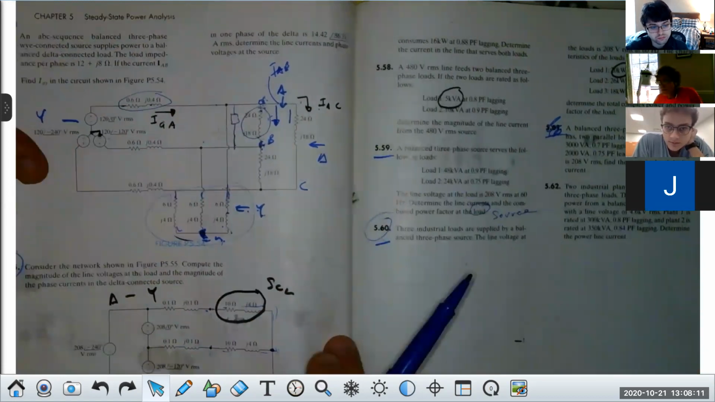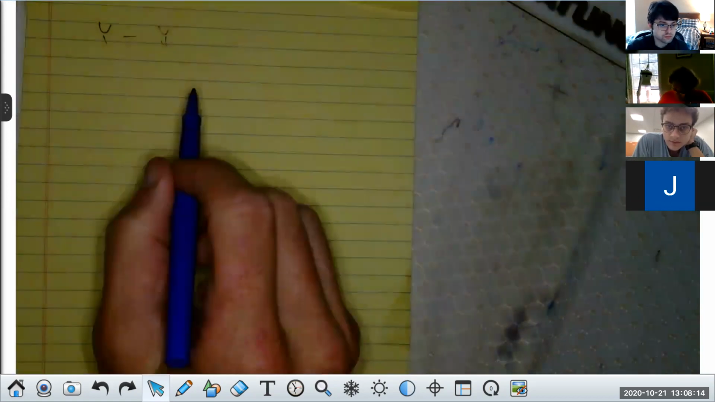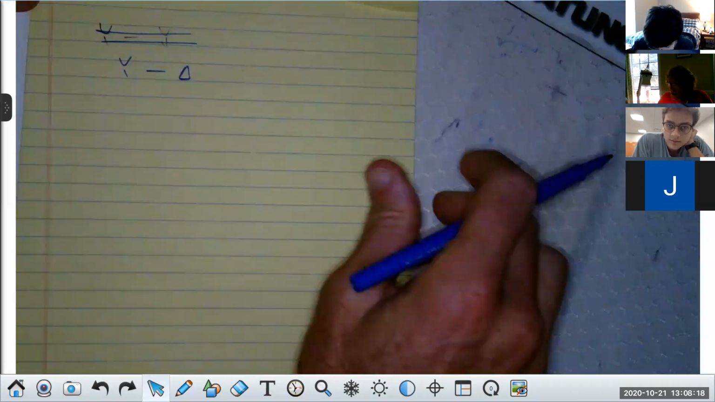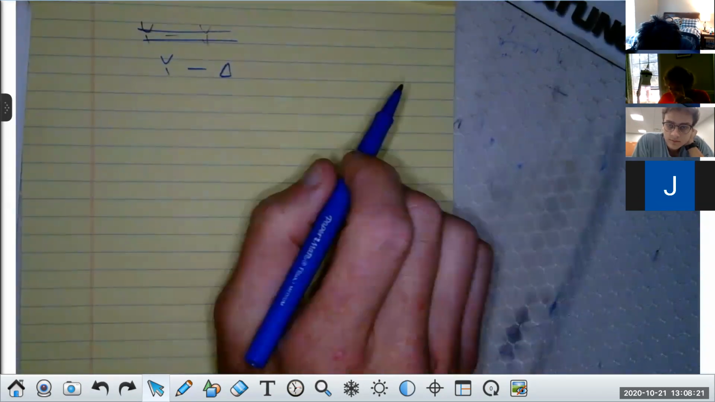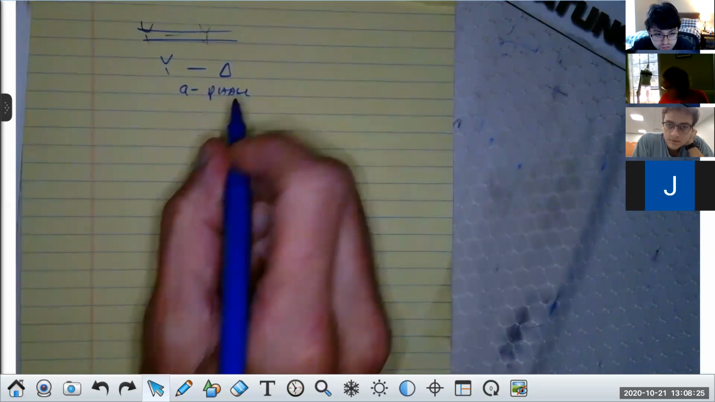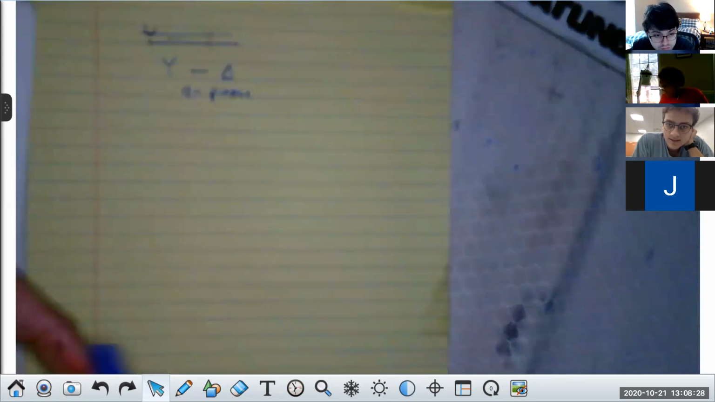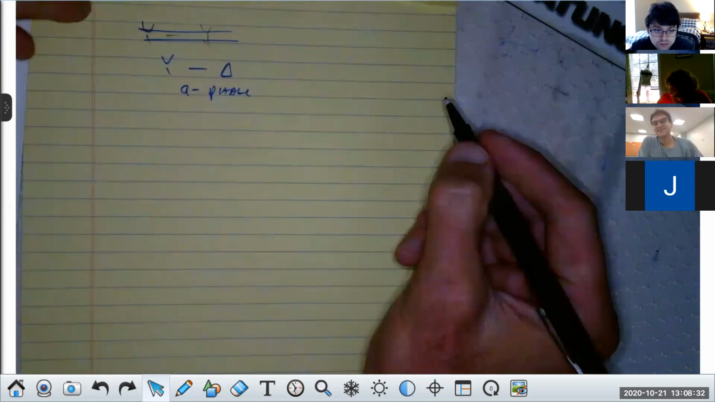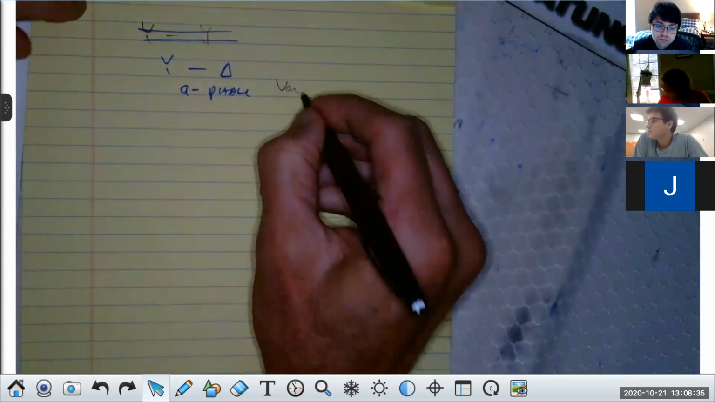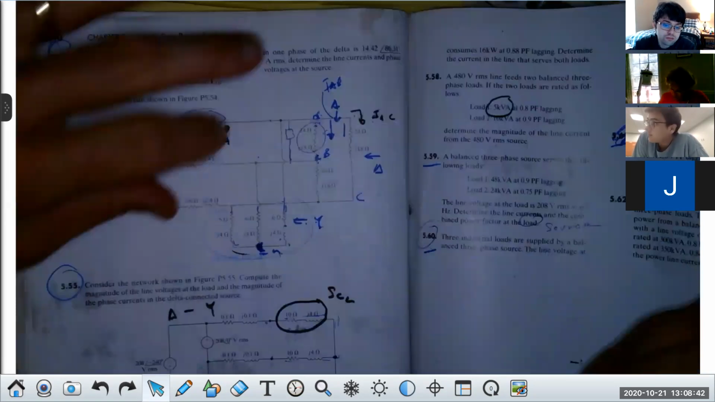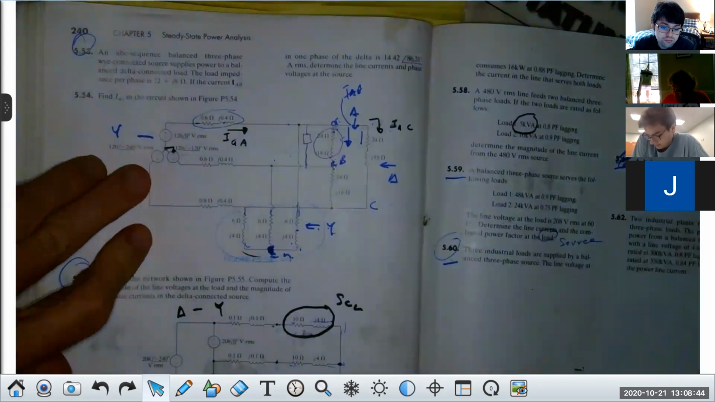So what I recommend you do, when you recognize the configuration, you put Y delta right here. Now, the only thing you do is one phase. You do the A phase. When you do the analysis, and really you can put capital A if you want, but it's the A to neutral phase. So do we have VAN? Anybody can answer that. It's rhetorical. But if you look at this, do we have VAN just by looking at this?